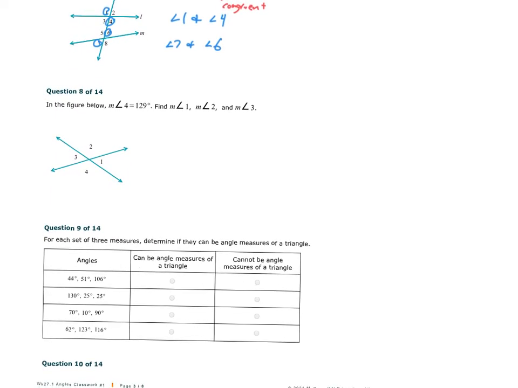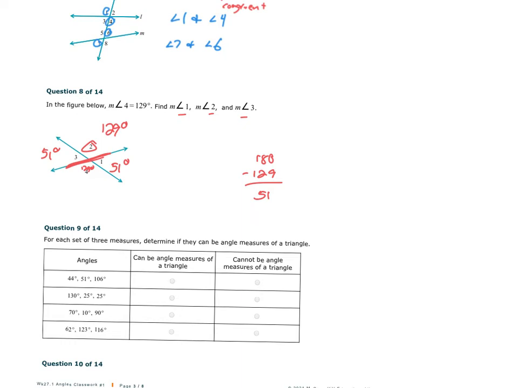Okay, in the figure below, angle 4 is 129 degrees, so here's 129 degrees. Find angle 1, 2, 3. Well, angle 2 is also going to be 129 degrees. We know that 2 and 3 are supplementary, so to find that, we could do 180 minus 129, which gives you 51 degrees for angle 1 and angle 3. They'll all add up to 360.